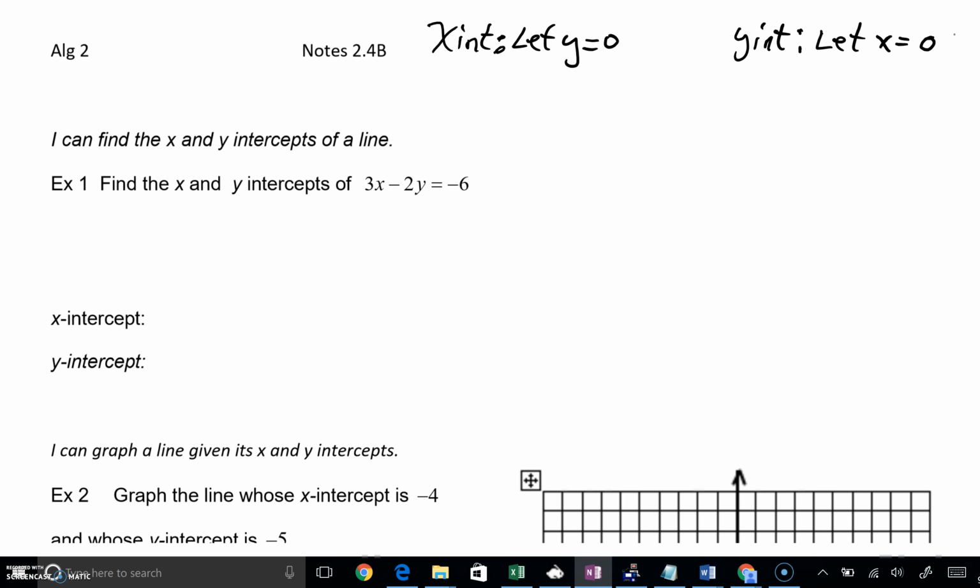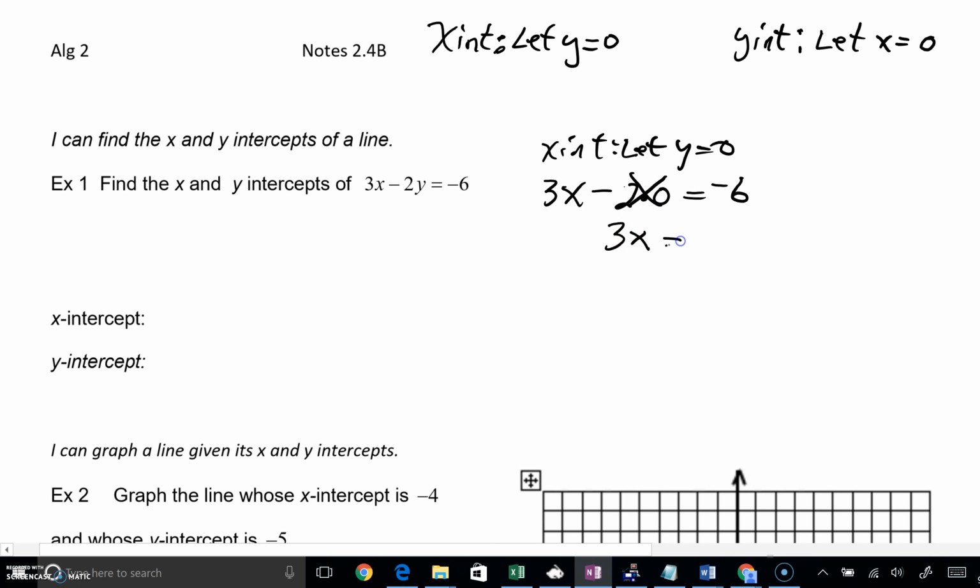So let's take a look at example 1. We're trying to find these x and y intercepts. Let's find the x-intercept first. We're going to let y equal 0. The equation becomes 3x minus 2 times 0, and here you get a very simple equation. 3x equals negative 6. When I divide by 3, I get a number. x equals negative 2. On Alex, you will plain and simply type in that number into a little box. And that number is going to tell you the x-coordinate where you cross the x-axis with your line.